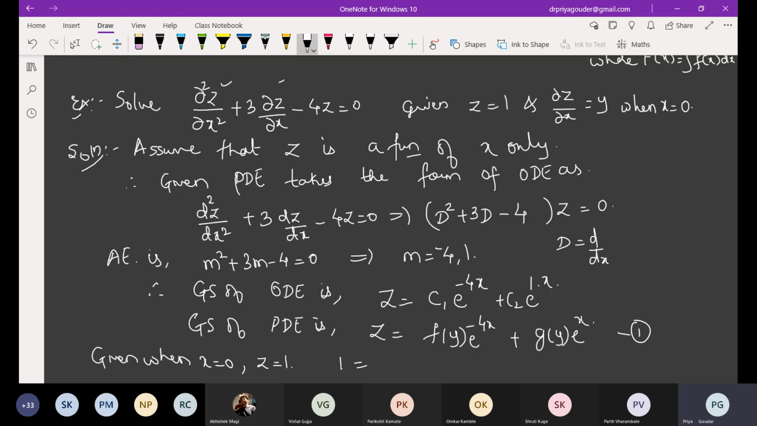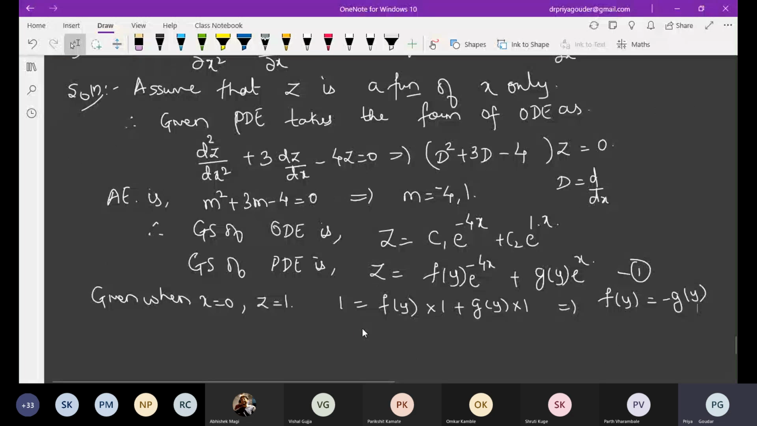I'll call it equation 1. f of y times e raised to 0, which is 1, plus g of y times e raised to 0, which is again 1. So what are you getting from here? f of y is 1 minus g of y. Sorry, I forgot the 1. Let it be: f of y plus g of y is equal to 1.